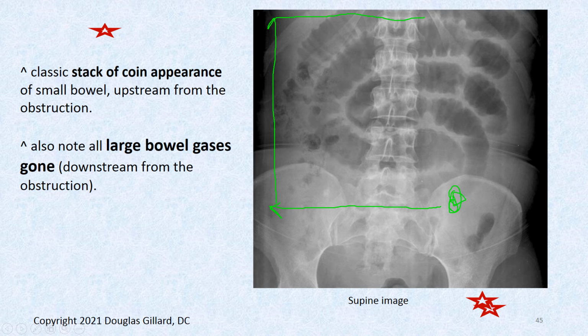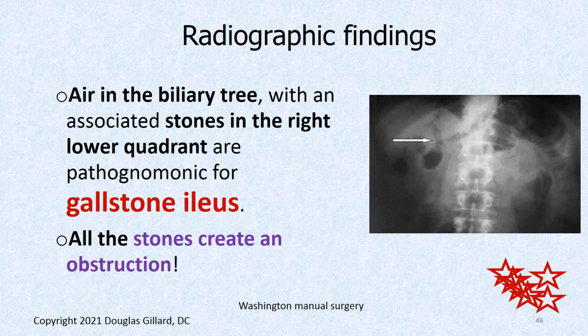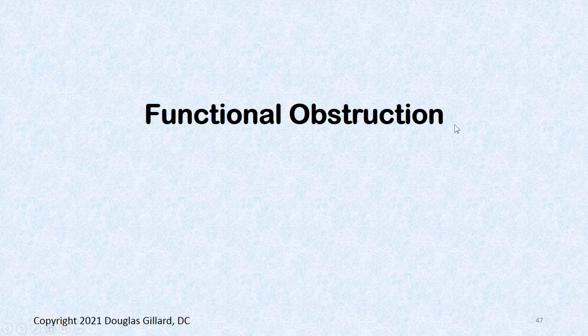There's nothing across the transverse colon. Remember, those are big pipes, so you see big gas. Nothing in the descending colon or sigmoid colon, and a little bit down here in the rectum, but there's just not a lot of gas there. Classic small bowel obstruction. There's some more gas in the appendix from a gallstone ileus, which we've already talked about.